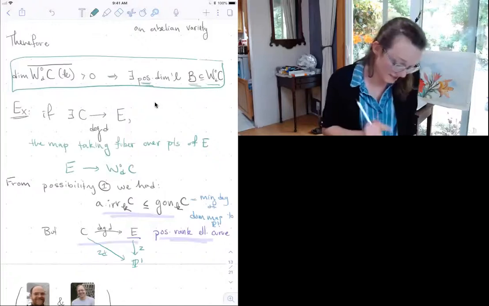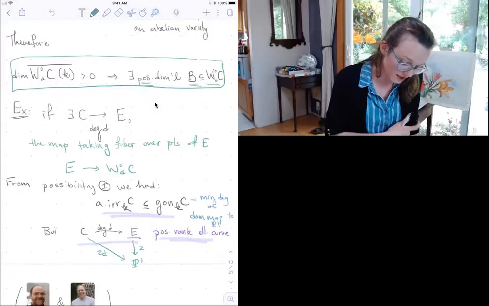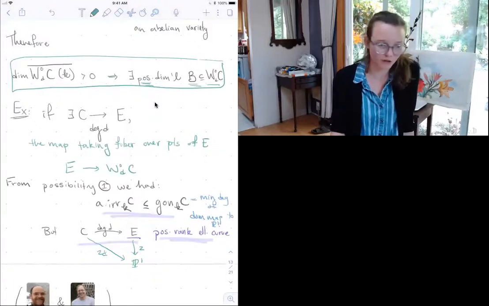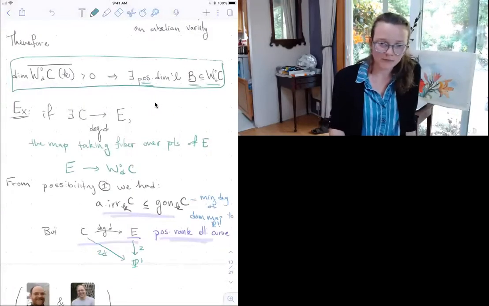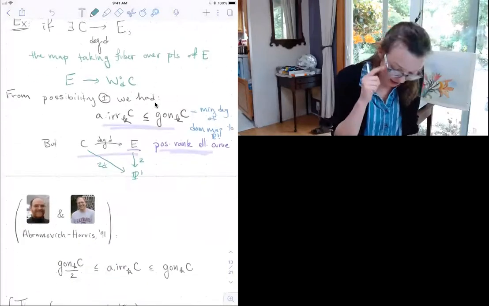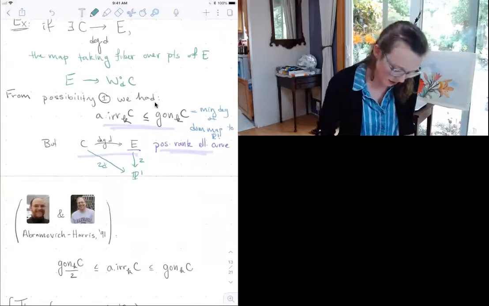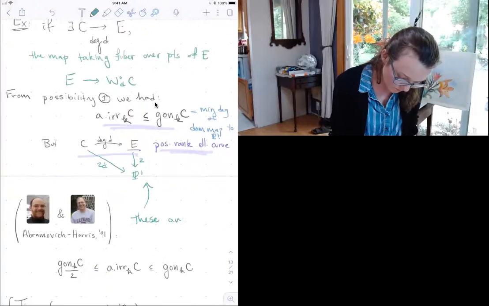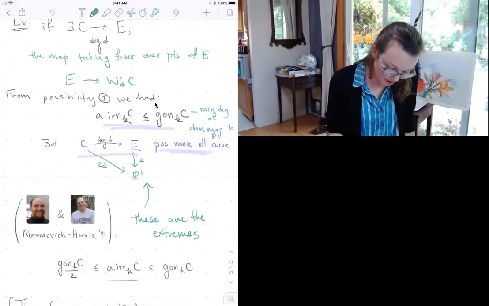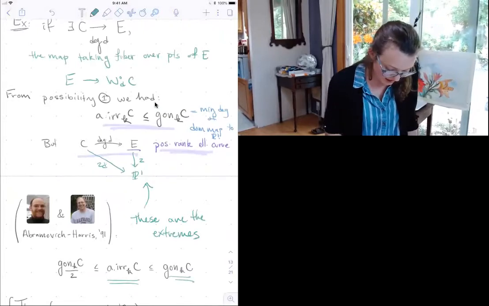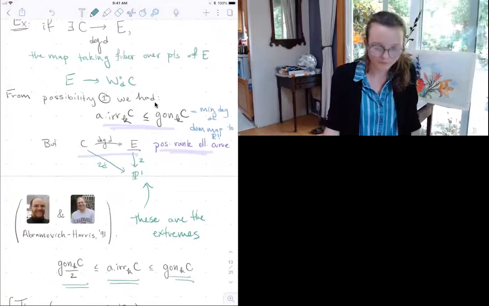And even though this example of being a degree D cover of an elliptic curve is not the only way you can have a positive dimensional abelian subvariety inside of W0D of the curve, these bounds that you would imagine here actually do hold. And that was proved by Abramovich and Harris when they were studying this problem. So these are the extremes. Namely, the arithmetic degree of irrationality is at most the gonality. That was sort of the case 1, and it's always at least the gonality over 2.